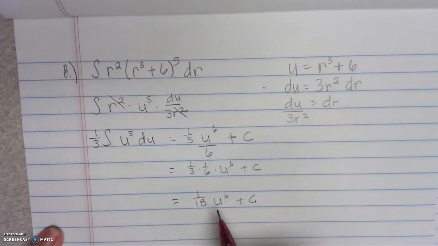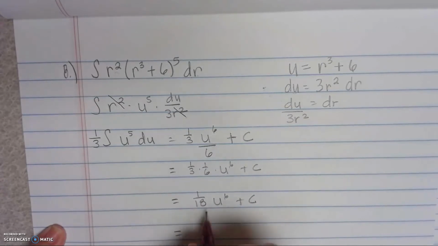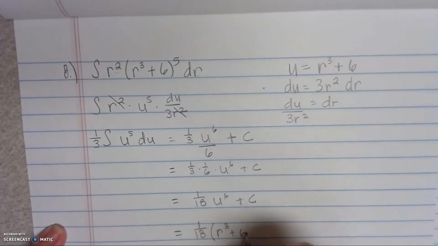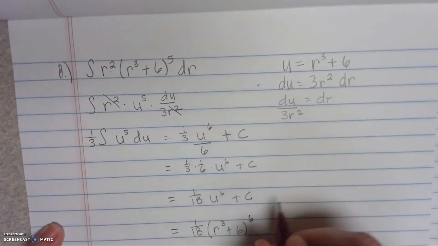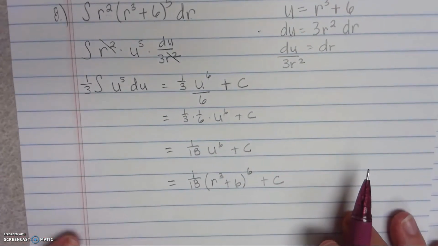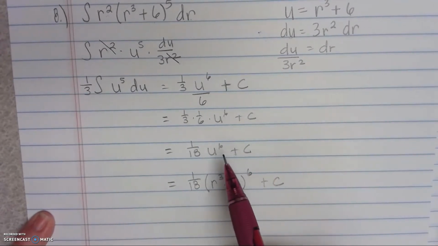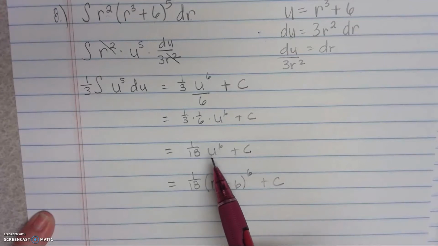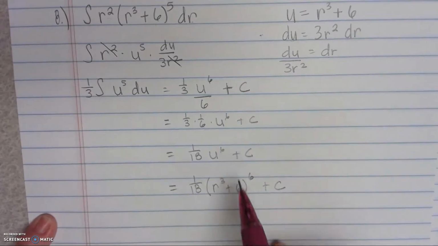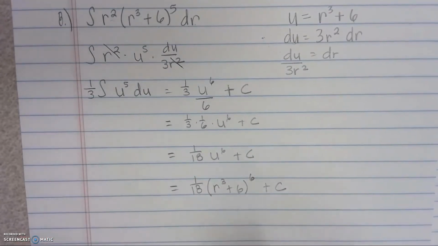Remember, our problem started in terms of r, not u. So we have to go back and in place of that u, put what it was substituting for, which would be r cubed plus 6. Don't forget your exponent there, plus c. If you're putting it in to MyLab and it's counting it wrong, make sure that you have not forgotten to put back in what u was representing. So whatever variable you start with, that's what variable you should end with.